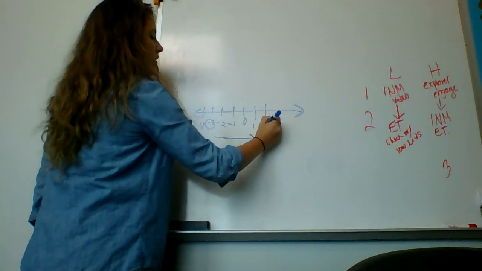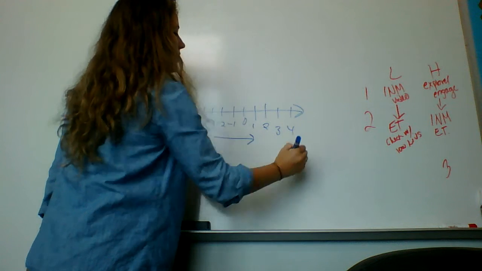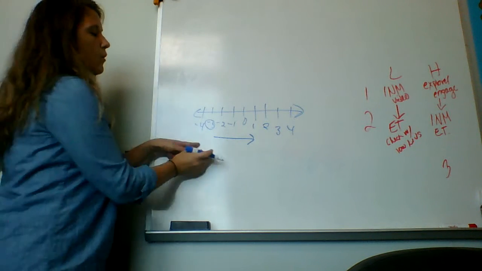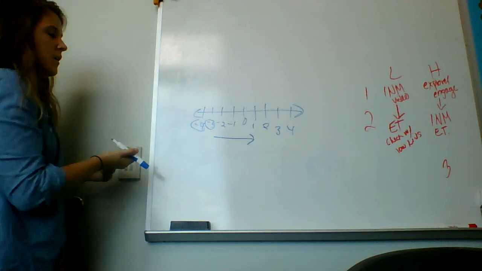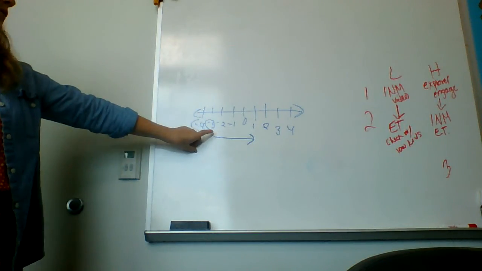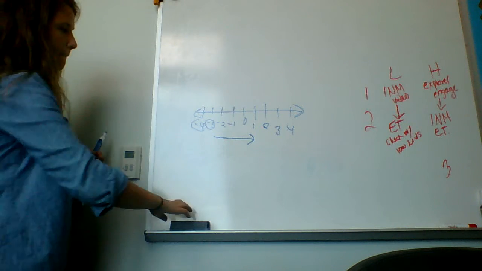It is farther towards all the numbers that are getting greater. The more we move to the right, the bigger our numbers. -4 is farther to the left. So even though 4 looks bigger than 3, -3 is bigger than -4.